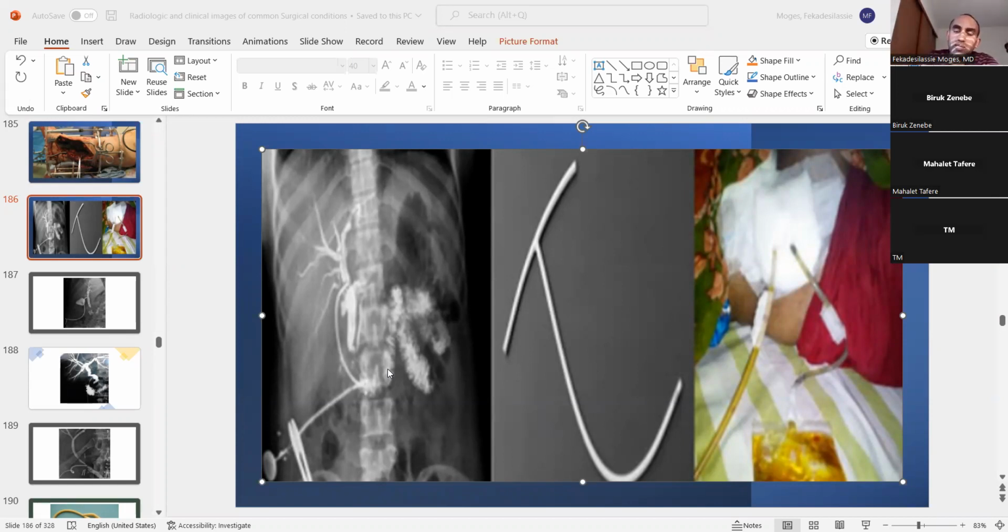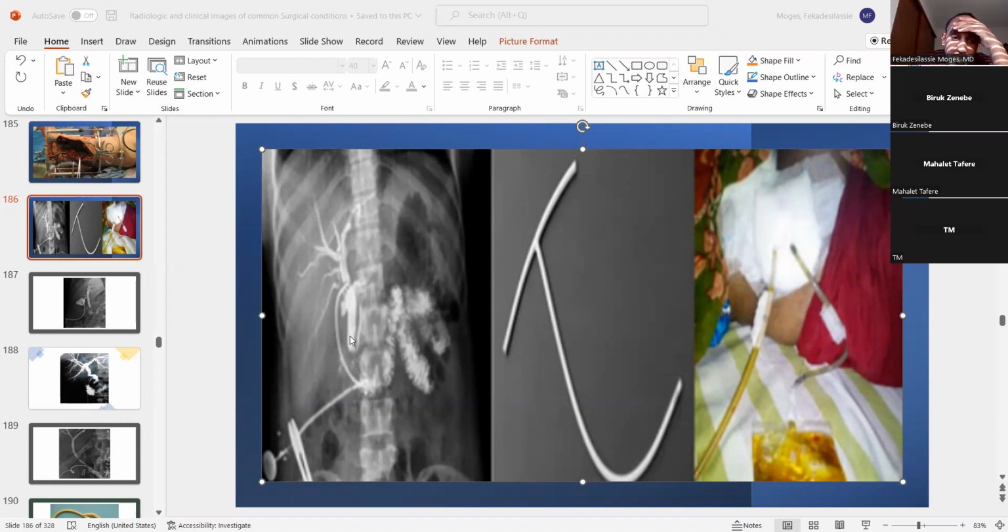So when you do the imaging within a day or two, sometimes, you know, air can be trapped because you have opened the CBD and air has already entered into the CBD. And then that air, when you take the X-ray, will appear as if there is a filling defect, because if there is a stone, what you see in this imaging would be a filling defect. That filling defect is because part of the lumen is occupied by a solid organ, which is a stone. So when you do the imaging, this contrast is not going to opacify the entire tube like this.